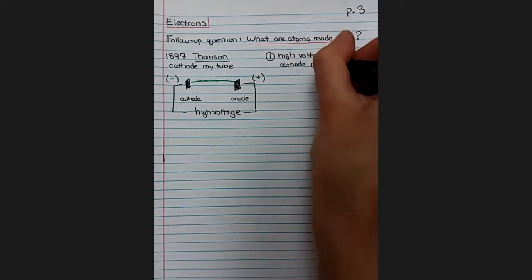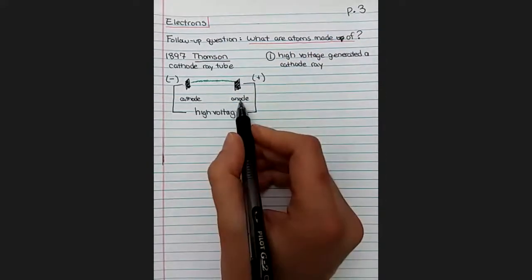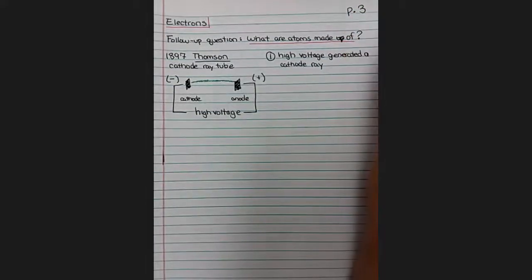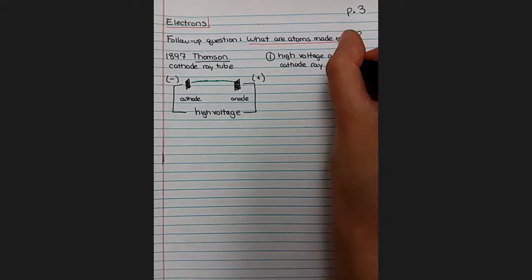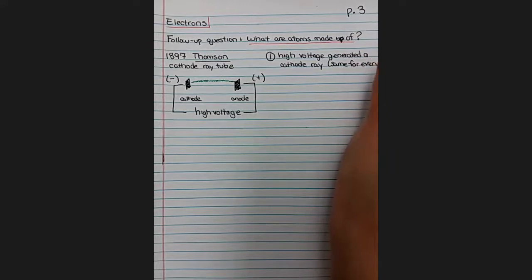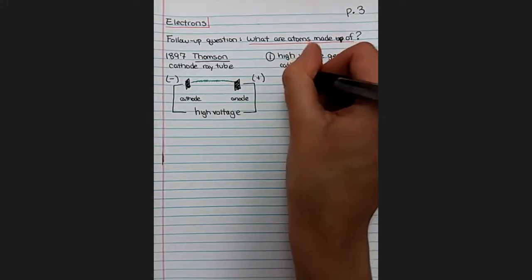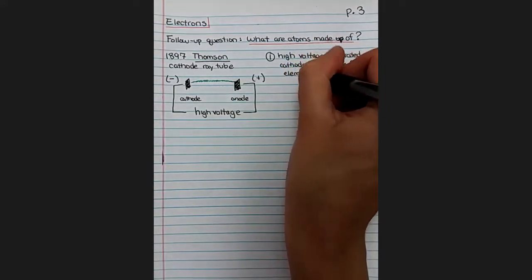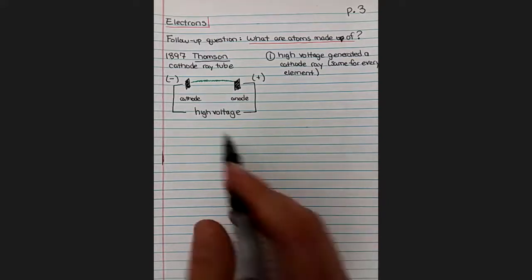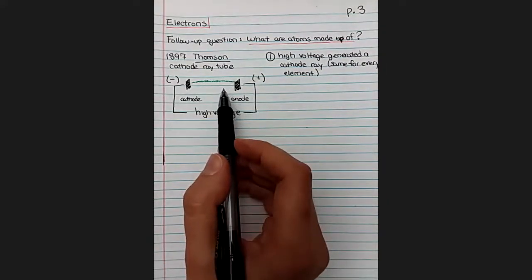And when Thomson changed out the pieces of metal used for the cathode and anode, he tried a whole range of different kinds of metals. He discovered that the cathode ray was the same. It was the same for every element that he tried. So whatever this cathode ray was made of, it was made of something that was the same no matter what kind of element and what kind of atom you were looking at.